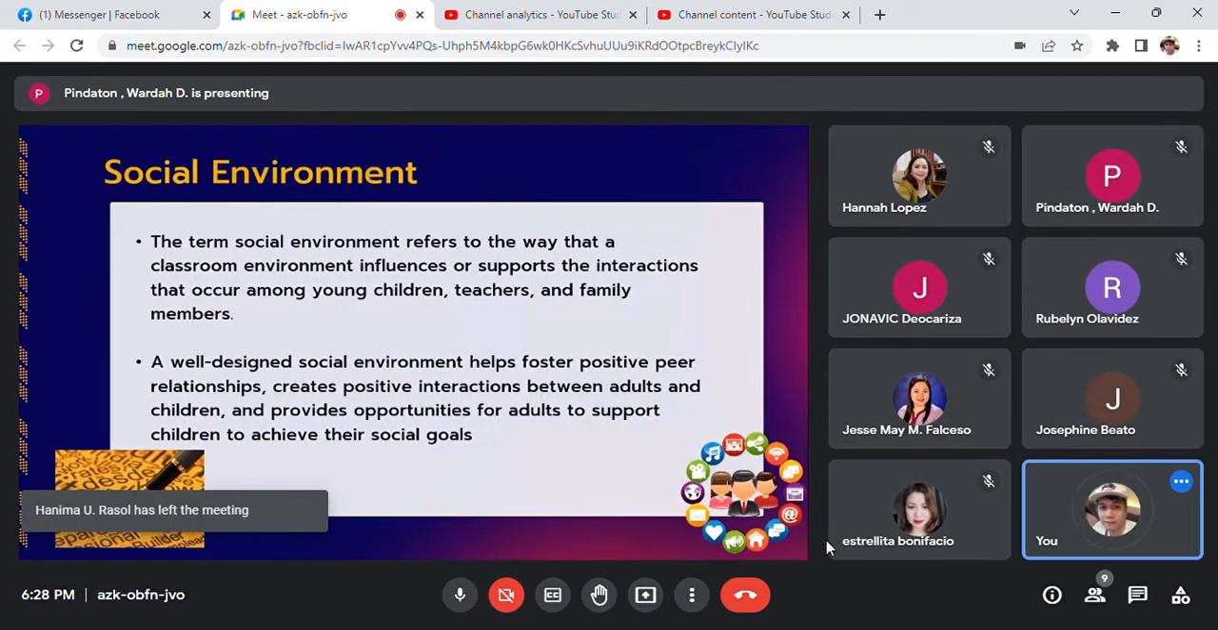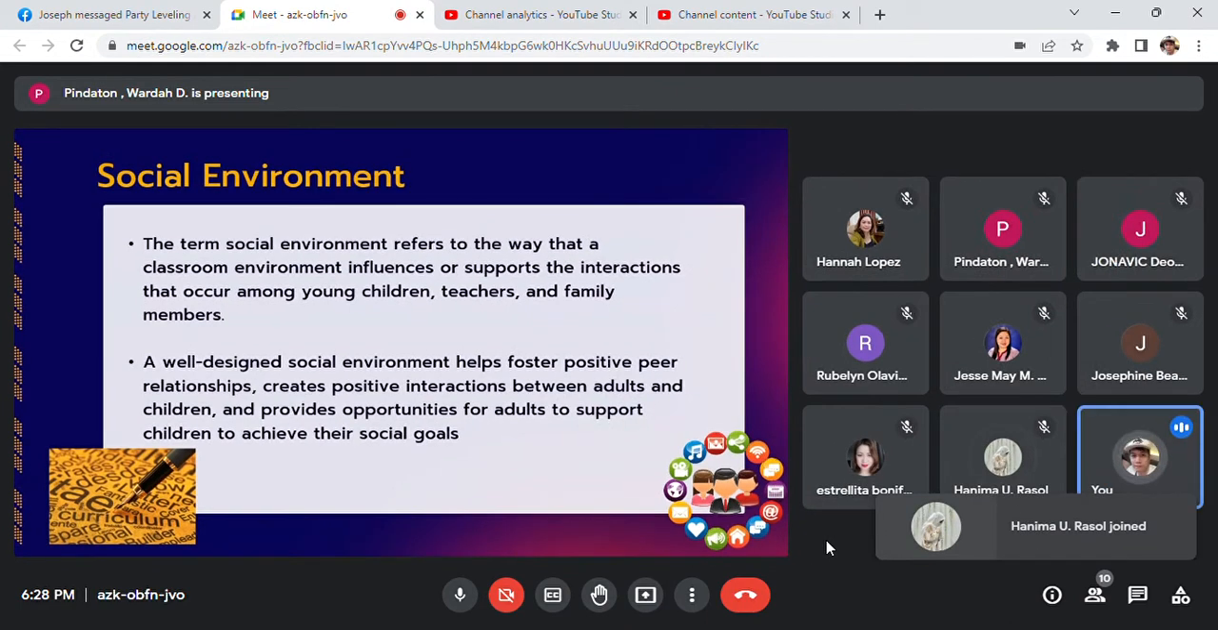Okay, so meaning to say, it describes how a classroom setting affects or facilitates relationships between children, instructors, and family members. A well planned social environment promotes healthy peer relationships, positive adult child interactions, and chances for adults to assist kids in reaching their social objectives. Teachers must organize activities that take the following factors into account in order to foster a learning environment that encourages pleasant social relationships. Next slide, ma'am.